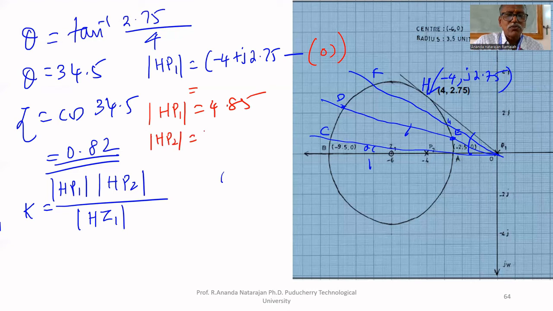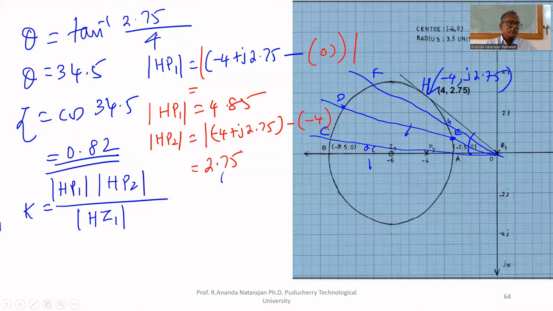Similarly, find HP2. HP2 equals modulus of minus 4 plus j2.75 minus the other pole, which is minus 4. The 4 gets cancelled, therefore only the imaginary part remains. The modulus of j2.75 is 2.75.